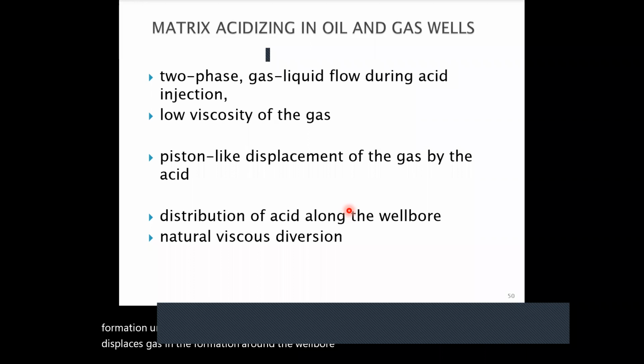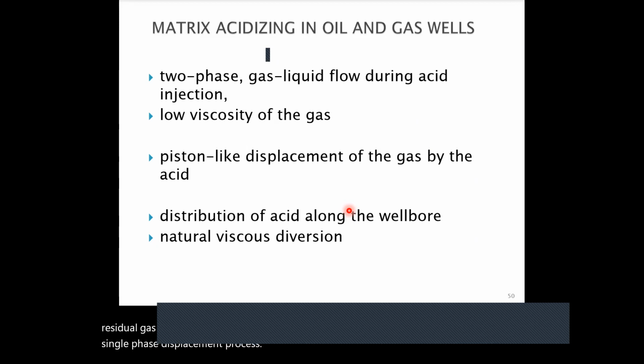When we use acid, acid will displace gas in the formation around the wellbore. The favorable mobility ratio between the acid and the gas will lead to a piston-like displacement of the gas by the acid. However, behind the acid front, a residual gas saturation will remain. A study shows that the impact of residual gas saturation increases acid penetration into the reservoir when compared with a single phase displacement process.